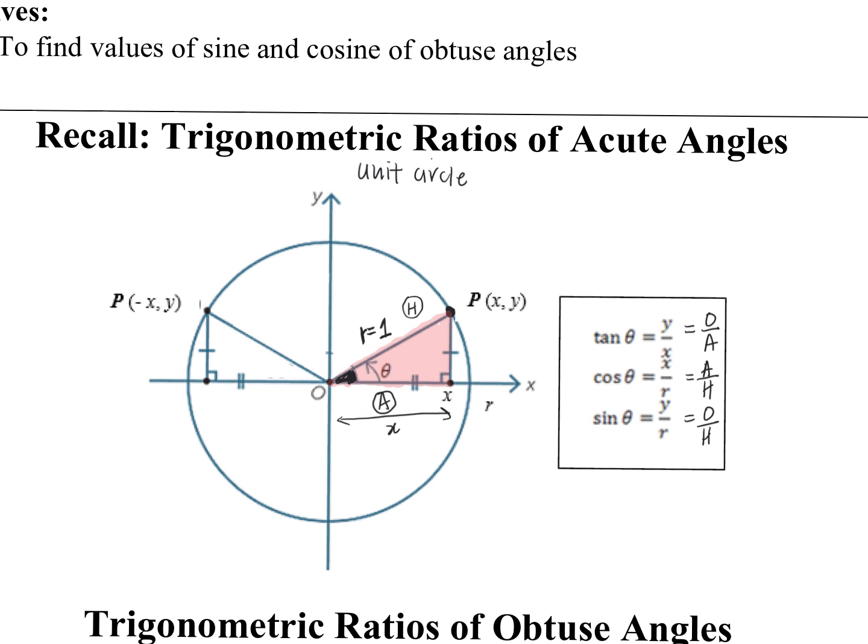And so far we have learned acute. Acute means it stays within the first quadrant here. Within the first quadrant. That means my dot can start from 0 and go all the way to 90. Okay, and then I can find all the ratios: O over A, A over H, O over H.